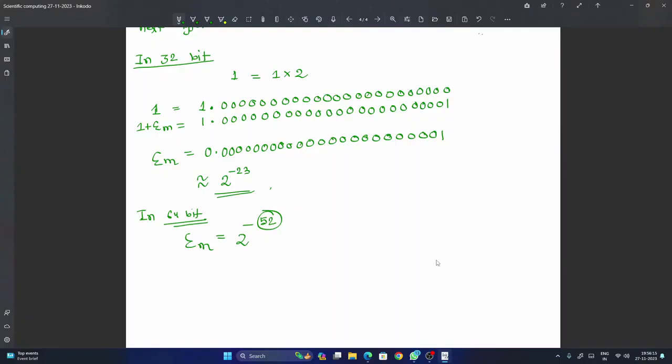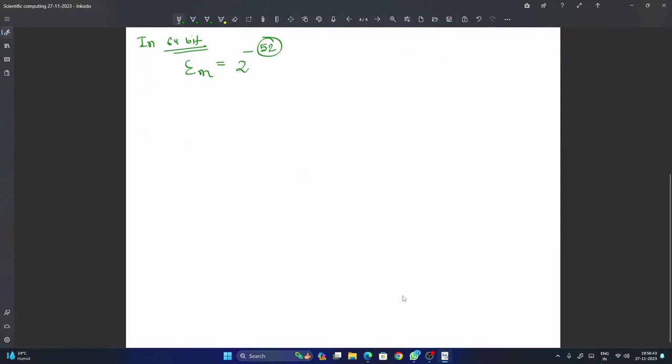So that is machine epsilon. Machine epsilon is the gap between the 1 and the number just after the 1. If this gap is smaller, then your machine has large precision, and if this gap is larger, that means your machine is less accurate or less precise, and gives you less precise values.